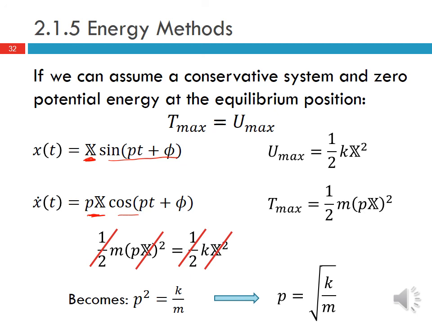This approach is known as Rayleigh's method, and we will encounter variations of this later in the course. It's important to note that this approach is limited to conservative systems which have zero potential energy at the equilibrium position. But when we have that type of system, this is another approach to come up with the expression for the natural frequency.